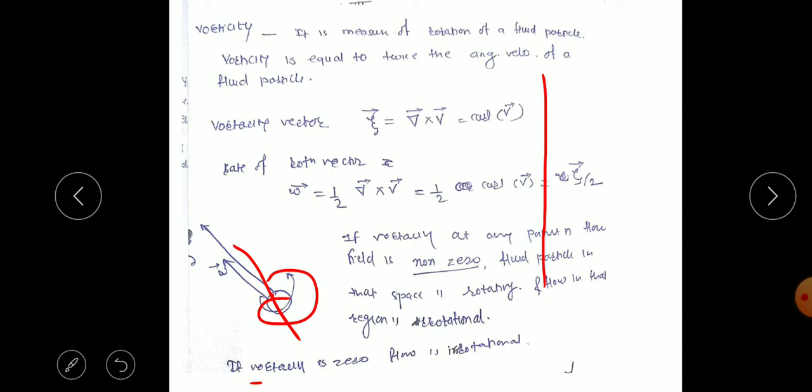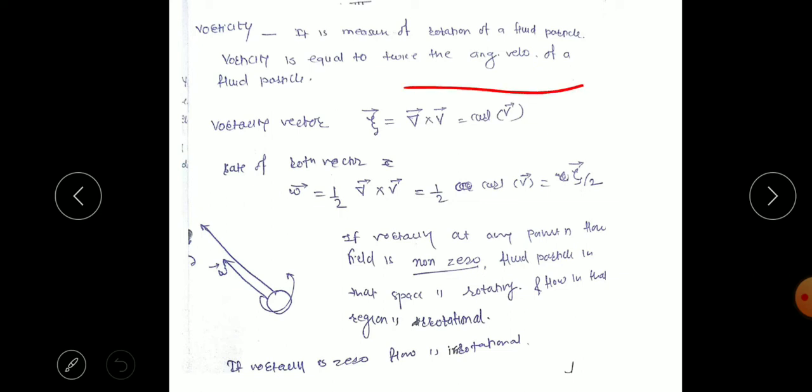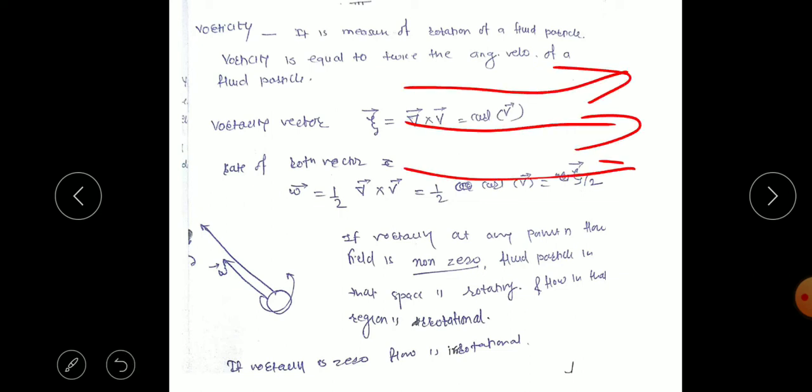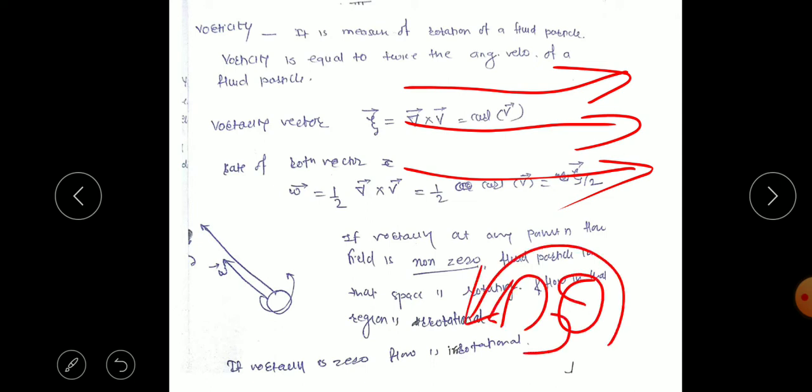If vorticity is 0, the flow is irrotational. That means the fluid is moving along straight lines. And if vorticity is non-zero, the fluid may be circulating, that is, rotating in the flow. So the measurement of rotationality is the vorticity.